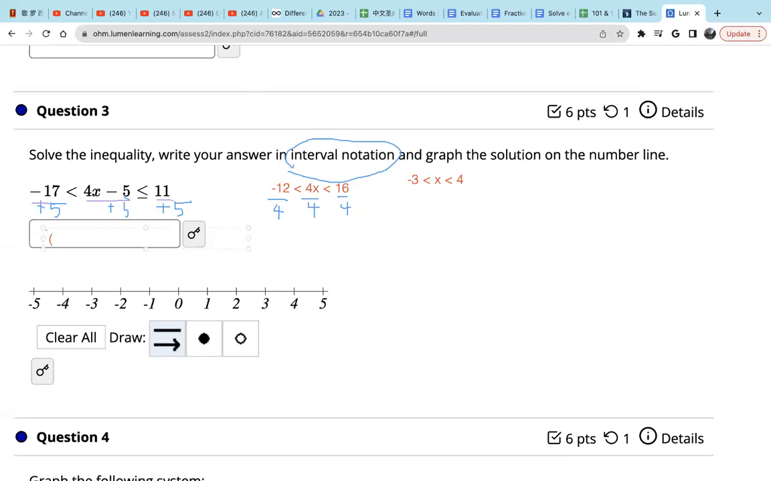Open parentheses, starting from negative 3, end up at 4, not including the endpoints, negative 3 and 4. So we use open parentheses and close parentheses. How do we mark on the graph?